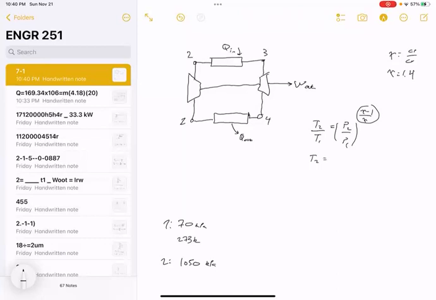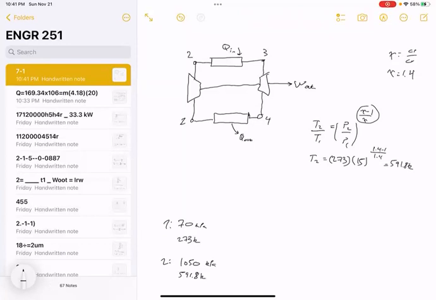So T2 is equal to T1, if we cross multiply there, 273, and this has to be done in Kelvin, times P2 over P1. So I can either just put 1050 over 70, or I could remember that P2 over P1 is just the pressure ratio, which is given as 15. And then it's gamma minus 1 over gamma. That's our exponent. Now, if we calculate this, we end up with temperature 2 is 591.8 Kelvin. So we can just put that here, 591.8 Kelvin.